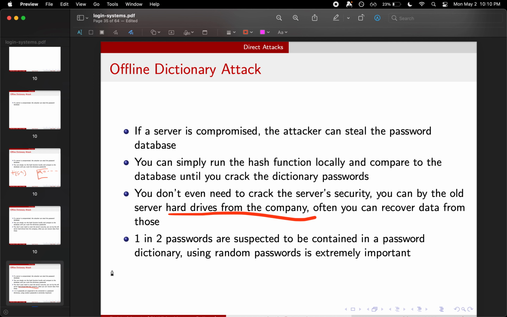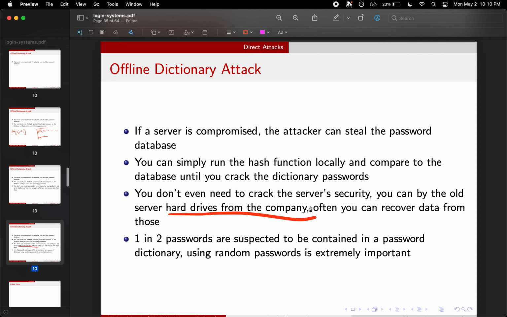And about half the passwords, according to a study, are contained in this password list that was produced by researchers, according to estimations. So using random passwords is extremely important, and it protects from dictionary attacks. So random passwords, these foil dictionary attacks.